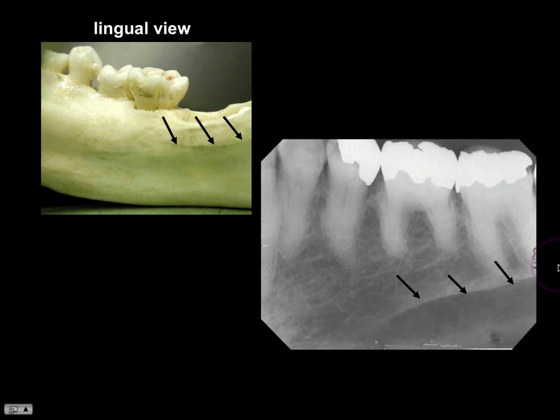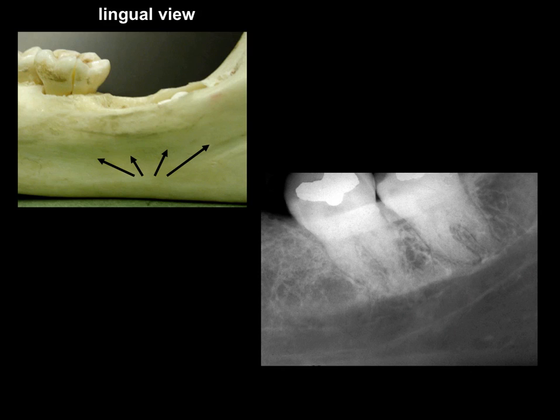The ridge is the attachment site of the mylohyoid muscle, the muscle that really contributes most to the floor of the mouth. The radiolucent area below the mylohyoid ridge, as I said, is because the bone is thinner buccolingually in this area, but this represents the submandibular fossa. In the patient, the submandibular gland lies in this region.